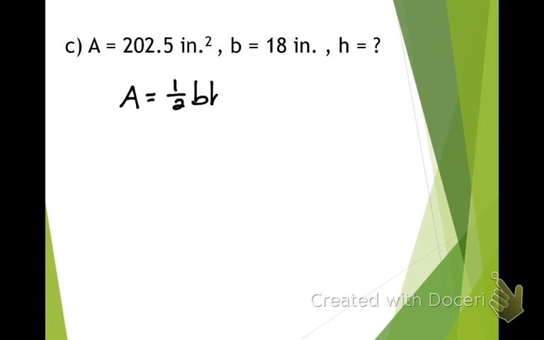Excellent. Do we know our area yet? Yes, it's 202.5. 202.5 inches squared is correct. Okay, then we're going to drop down our half. Do we know our base? It is 18. Do we know our height? No. Not yet. Okay. Once again, drop down the equal sign. Is there any work I can do on the left side? No. There's not. So once again, drop that down for me. Is there any work that can be done on the right side? Yes.